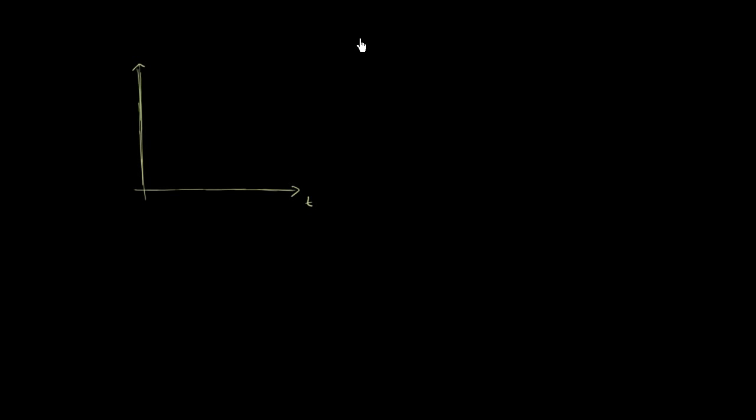Let's say that I have some function s of t, which is position as a function of time. And let me graph a potential s of t right over here. We have our horizontal axis is the time axis. And let me just graph something.